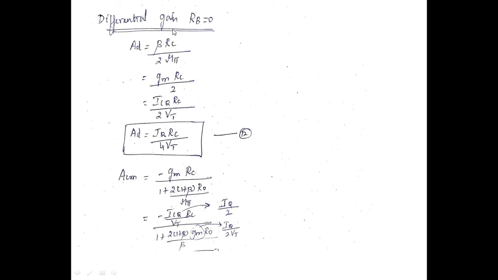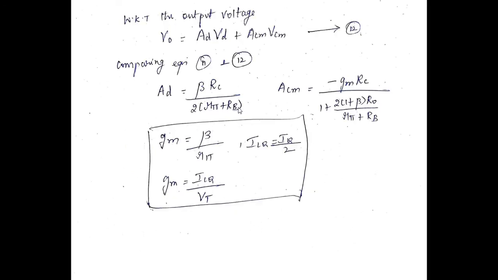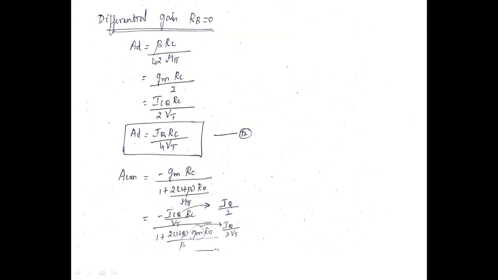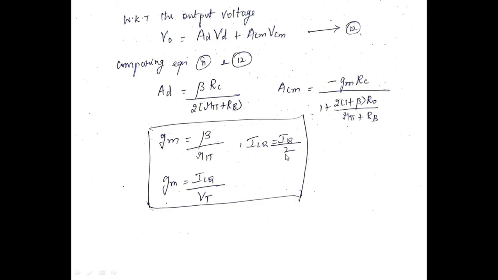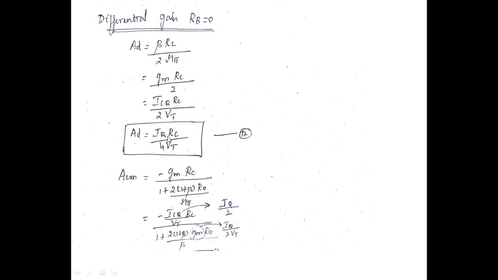For the differential mode gain, if I consider the base resistance RB to be equal to 0, I can write the differential mode gain as beta RC divided by 2 into R pi. I'm going to replace beta by R pi with GM, so it is GM RC divided by 2, and further GM can be replaced by ICQ divided by Vt, and ICQ can be replaced by IQ by 2. So this is the final equation for the differential mode gain.